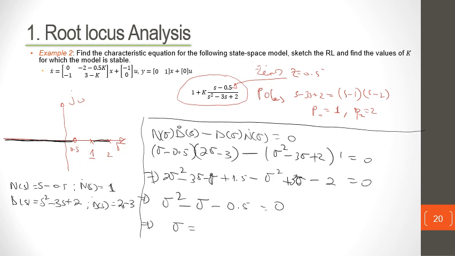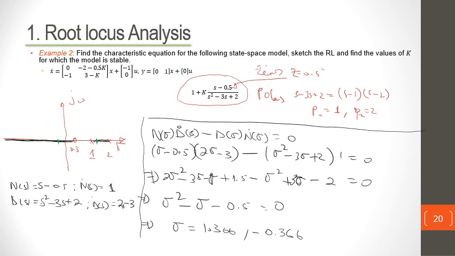it means we have the breakout points at roughly 1.366 and negative 0.366. So which means we know that at 1.3 somewhere here, as well as negative 0.3 somewhere here, we have our breakpoints.